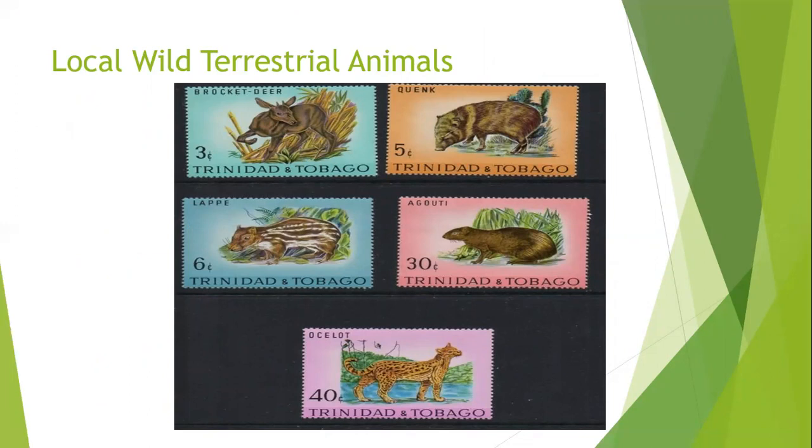We have a quenk. A quenk is a wild pig with a lap. We have an agouti, and we have an ocelot. An ocelot is a wild cat. So these are some of the animals we have in Trinidad and Tobago. That's the end of our presentation.